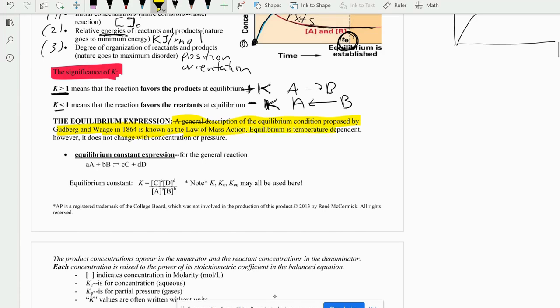In 1864, of course, you had some scientists who established the general rules behind equilibrium expressions. There it is again: equilibrium is temperature dependent. So again, that's the second time this has come up in the first page of notes, so we'll have to make sure we keep that in our file warehouse memory.